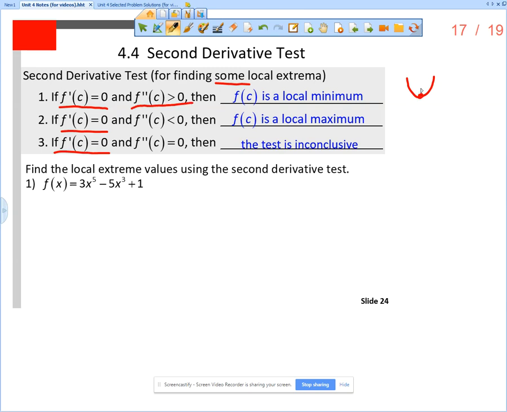And at c, f prime is equal to 0, remember, horizontal tangent, then you know that f of c is a local minimum, right? But if f double prime is negative, concave down, and f prime of c equals 0, horizontal tangent here, then it's a local maximum. All right, now, what about if f prime is equal to 0 and f double prime is equal to 0? Well, that means it's inconclusive.